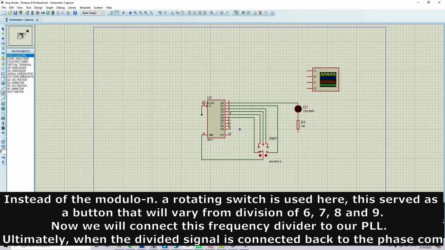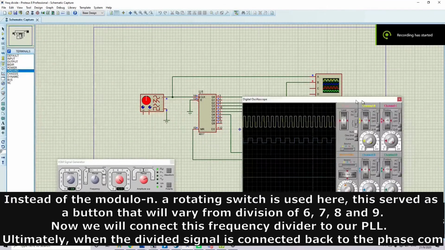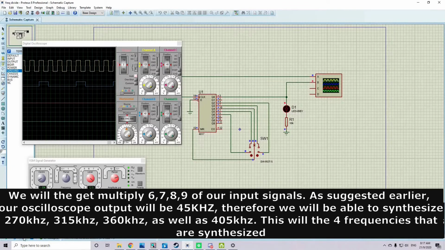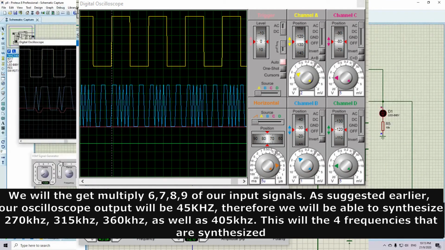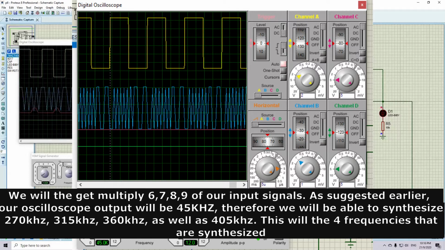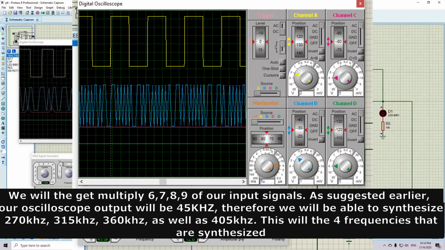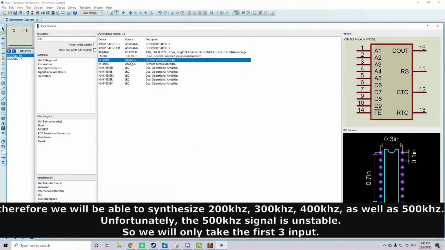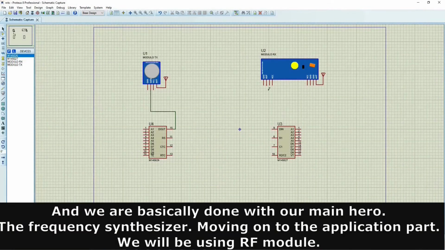Ultimately, when the divided signal is connected back to the phase comparator in our PLL, we will get multiples of 6, 7, 8 and 9 of our input signal. As suggested earlier, our oscilloscope output will be 45 kHz. Therefore, we will be able to synthesize 270 kHz, 315 kHz, 360 kHz as well as 405 kHz. These will be the 4 frequencies that are able to be synthesized. And we are basically done with our main hero, the frequency synthesizer.